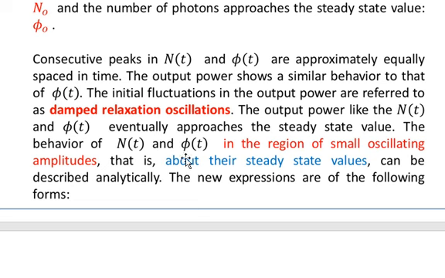The behavior of N of t and phi of t in the region of small oscillating amplitudes, that is about their steady state values, can be described analytically. So let me read this statement again. The behavior of N of t and phi of t in the region of small oscillating amplitudes, about their steady state values, can be described analytically. The new expressions are of the following forms.